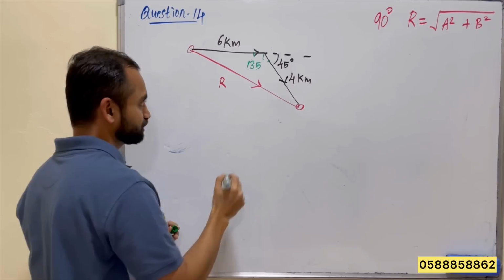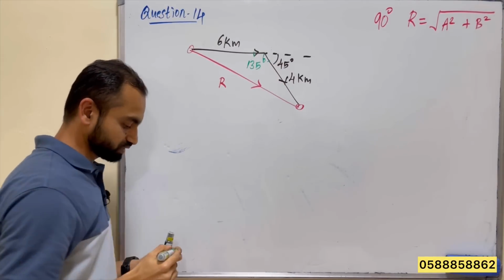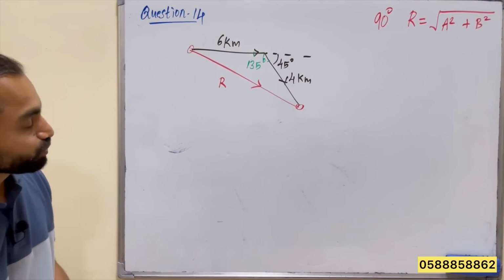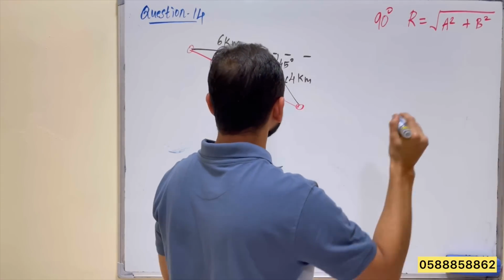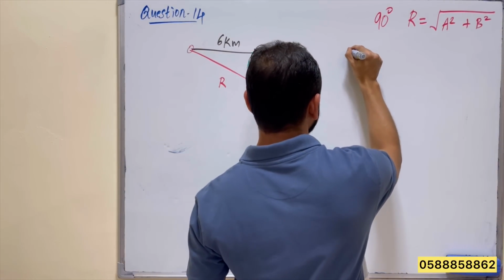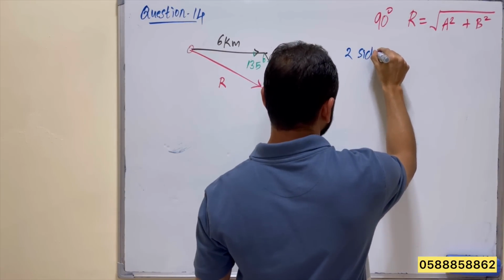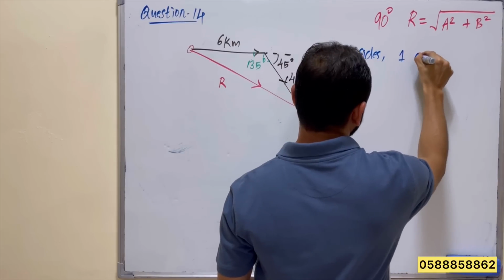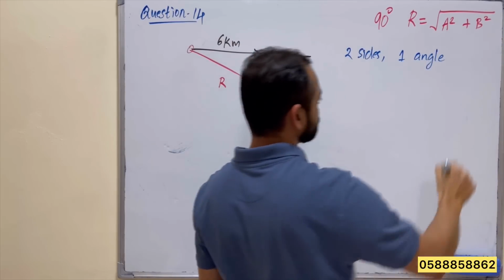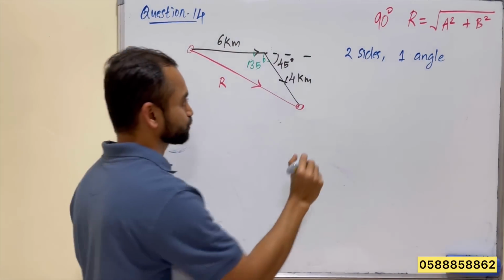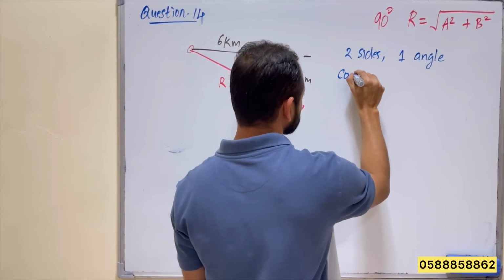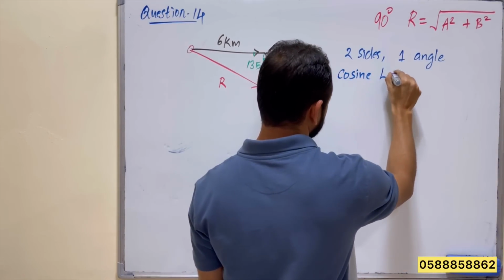90 plus 45 is 135 degrees. So now you know the angle, and you know two sides and one angle. If you know two sides and one angle, then you can use the cosine rule. You will use the cosine law.